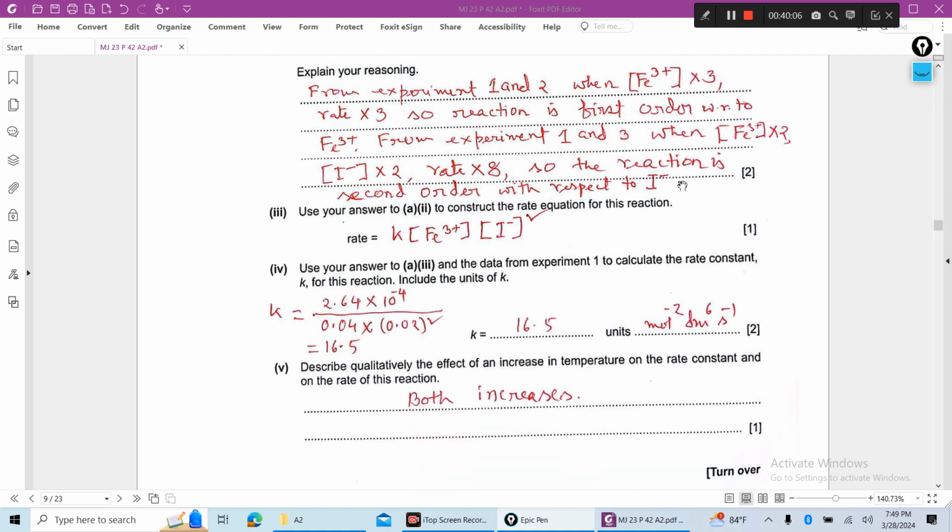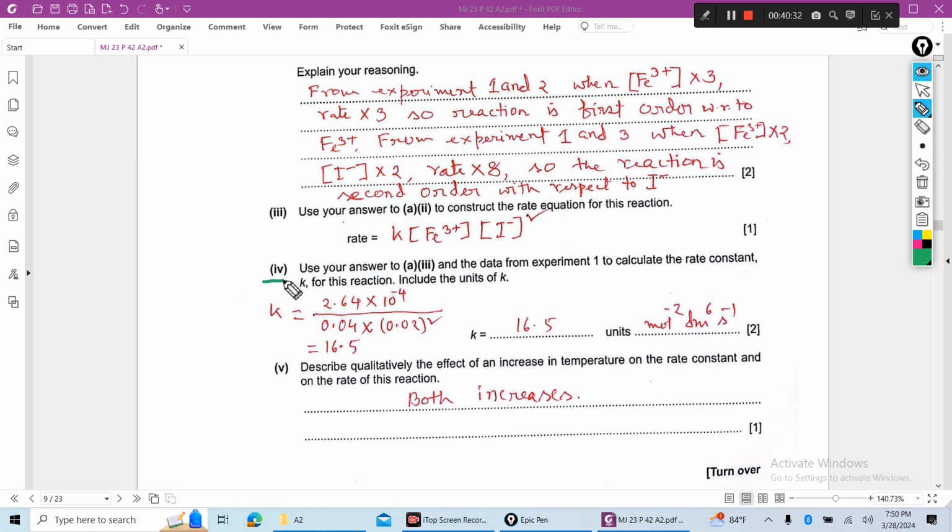Then number 3, use your answer 2a2 to construct the rate equation for this reaction. So rate equals k, the rate constant, times the concentration of iron(III) ion, this one order, and the concentration of iodide ion, second order.